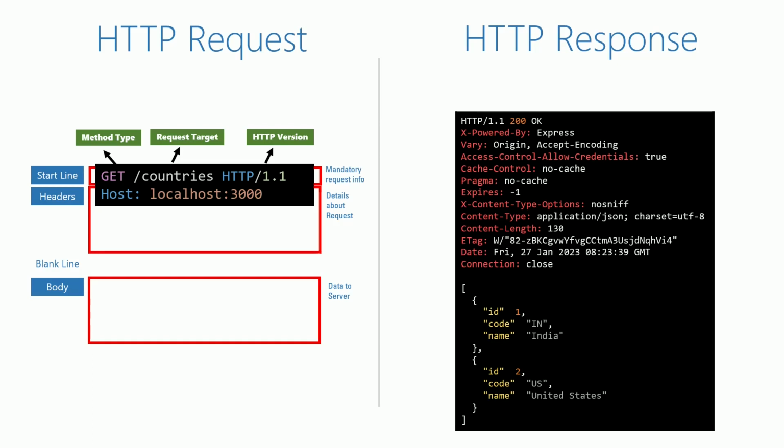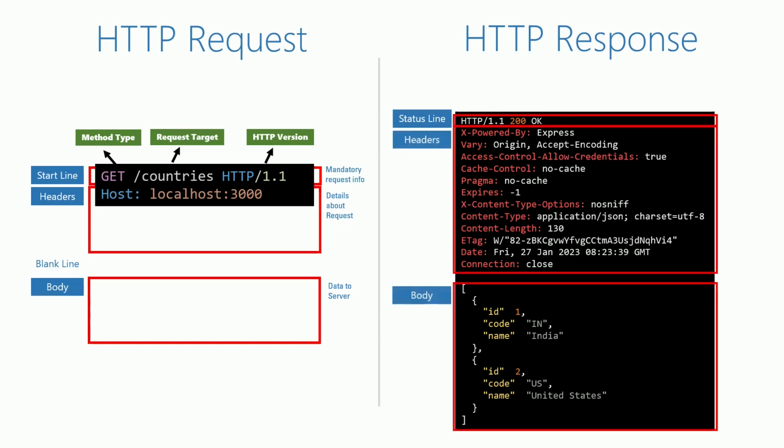A HTTP response contains three sections. They are named as status line, headers, and body. The first section of status line contains the HTTP protocol version. The second section of the status line has the status code. The status code helps to indicate the client whether the HTTP request is a success or failure.